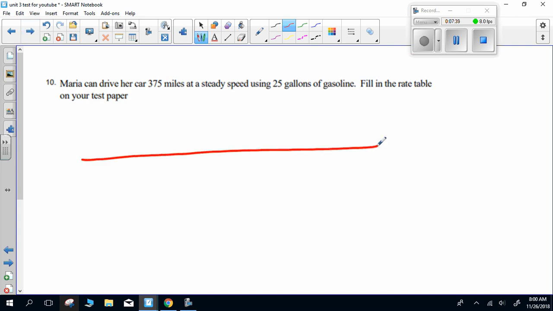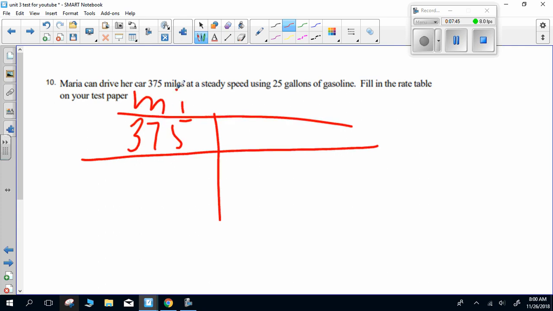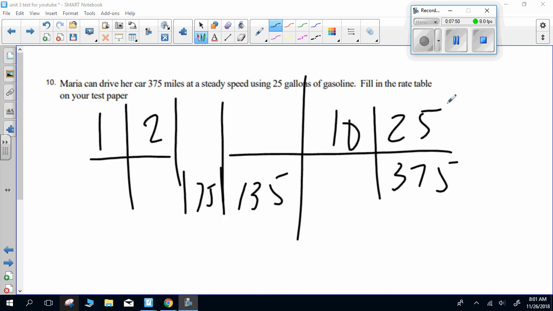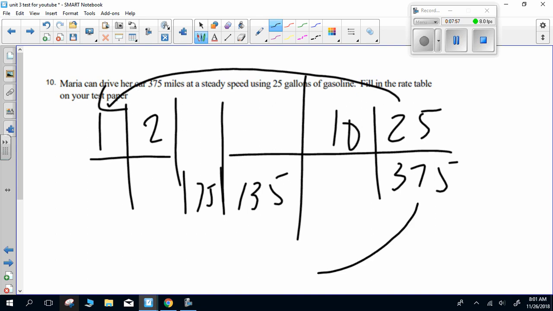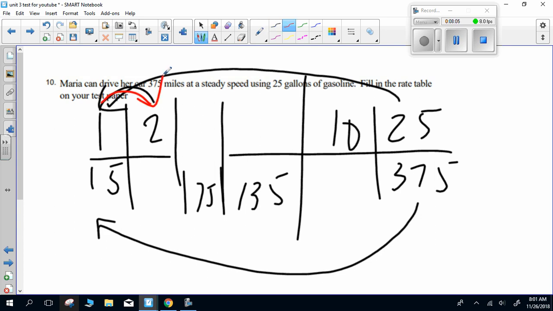Okay, next one. Maria can drive her car 375 miles using 25 gallons of gas. Here I have my rate table. The first thing I'm going to do is go back to 1 by dividing by 25. If I divide 375 by 25, I get 15. And then I'll go to 2. To get to 2, I'm going to multiply by 2, so this would be 30.